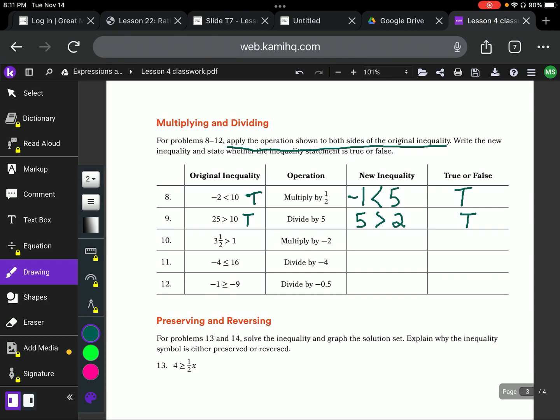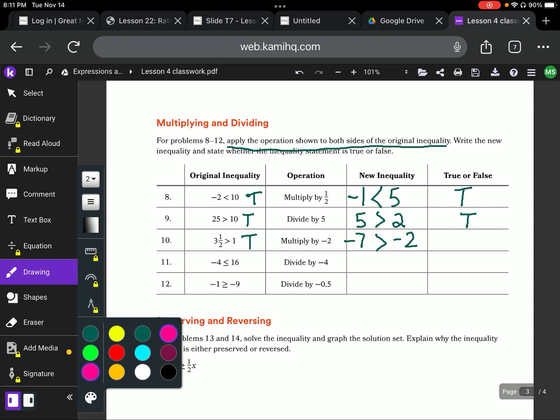Number 10, we have 3.5 is greater than 1. Of course, that is true. 3.5 is greater than 1. But now we are going to multiply 3.5 by -2. So positive times a negative is going to be negative, -7. And 1 times -2 is -2. Is -7 greater than -2? No, don't get confused. No, it is not. This is a false inequality.